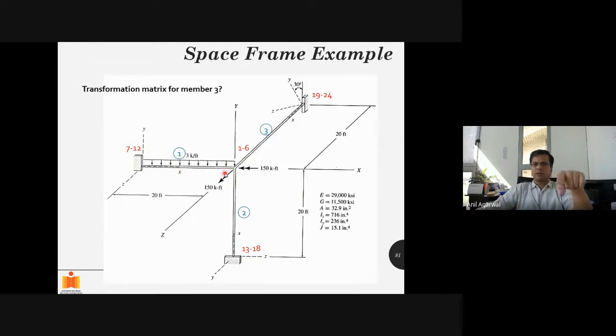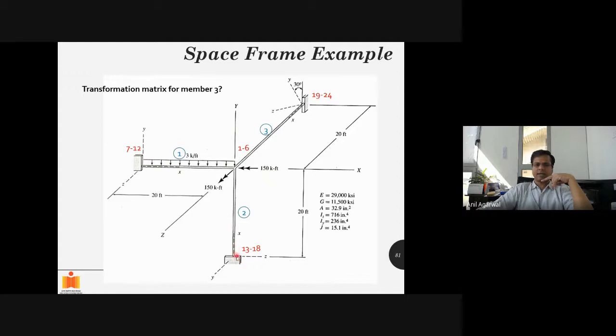So I have solved in the lecture notes for one member, that is member 3, which has a local coordinate system, given as x, y, and z here, and the structural coordinate system is given as X, Y, and Z here. Fine. So the structural coordinate system X, Y, and Z is universal for all three members, but every member has its own x, y, z given to you. So member 1 has its own x, y, z. Member 2 has its own x, y, z.